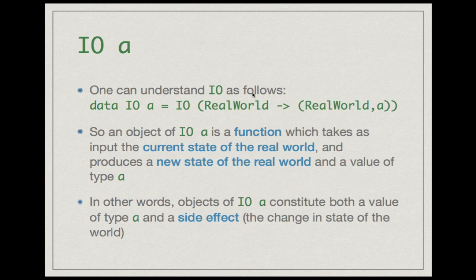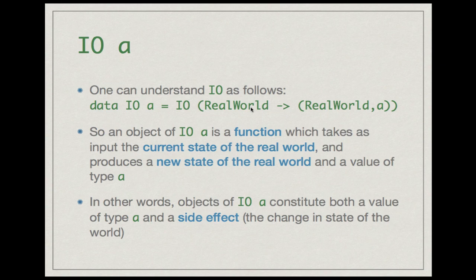One way to understand IO is as follows. Its declaration can be thought of as data IO A = IO. The IO on the left is the type constructor, the IO on the right is the value constructor, and the values are of type RealWorld -> (RealWorld, A). RealWorld here is not an actual Haskell type, but it's just one way we can understand what IO means.